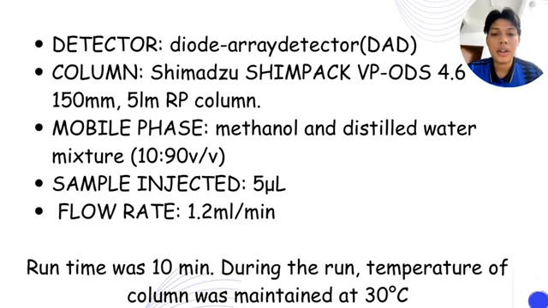Detector is diode array detector (DAD). Column is Shimadzu Shim-pack VP-ODS, 4.6 by 150 mm, 5 micrometer RP column. Mobile phase is methanol and distilled water mixture. Sample injection is 5 microliter. Flow rate is 1.2 ml per minute. Runtime was 10 minutes. During the run, temperature of column was maintained at 30 degrees Celsius.